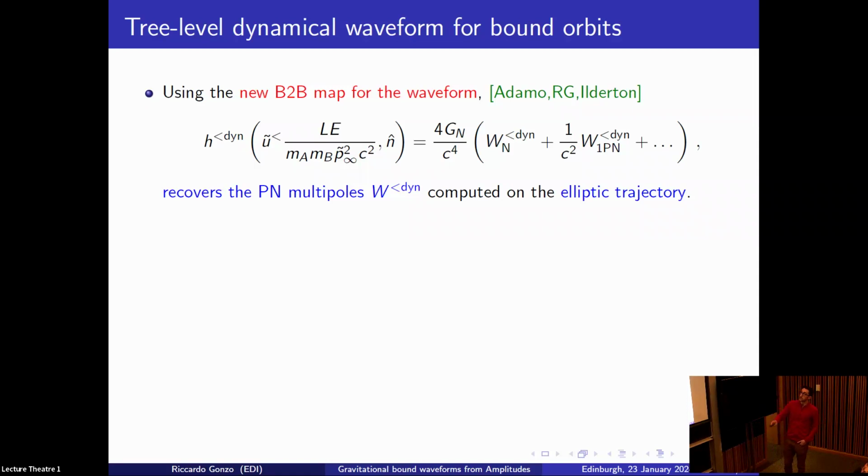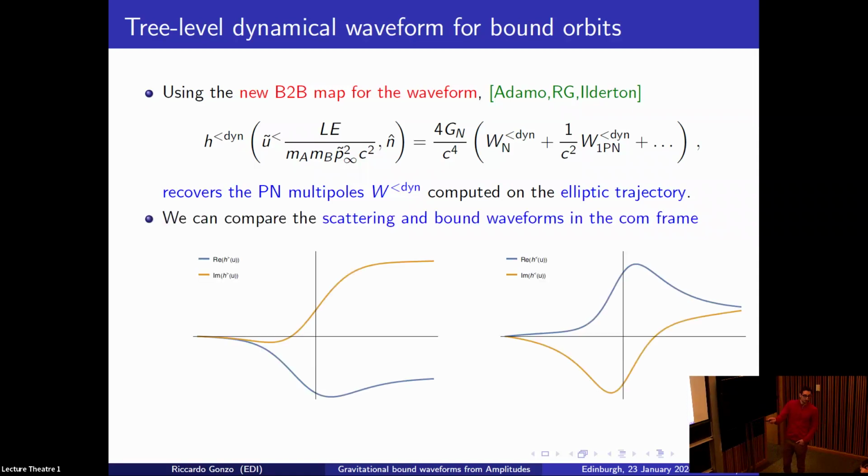So you do the expansion in PN, and these are the kind of waveforms that we get. This very simple plot shows the imaginary and real part, for the scattering one and the bound one in the COM frame, for the dynamical part, which can be uniquely identified. So it's the non-static, non-time-independent part.